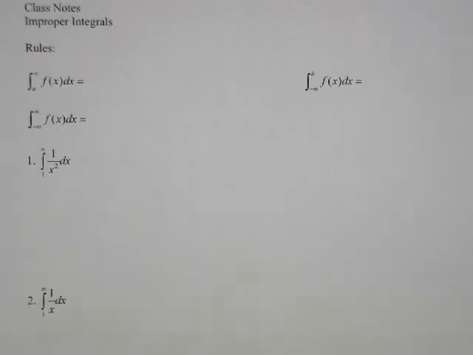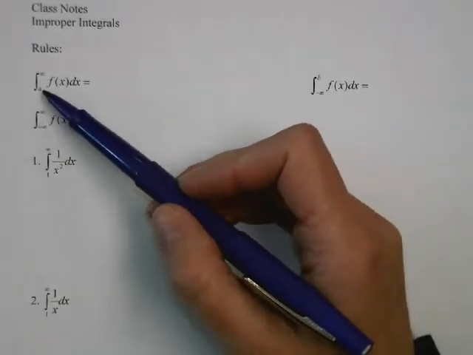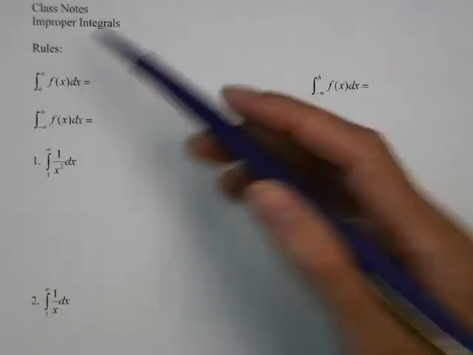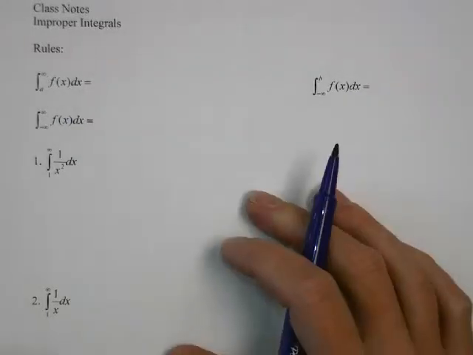Today we're going to be talking about improper integrals. Now, improper integrals have several different forms. The most common one, though, is taking an integral from some constant to infinity or from negative infinity to a constant.